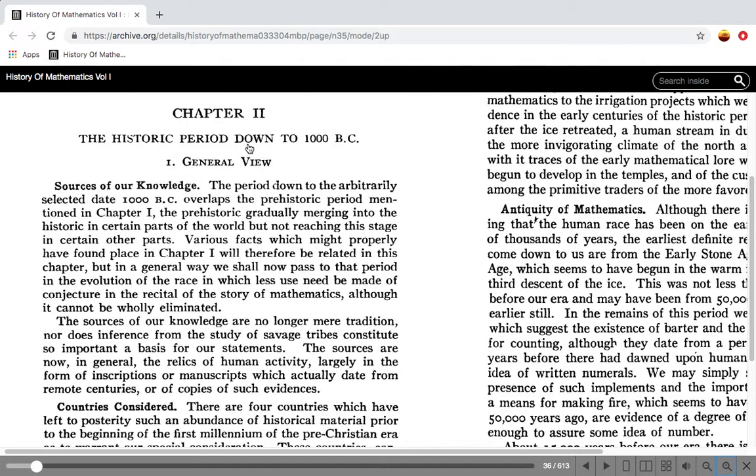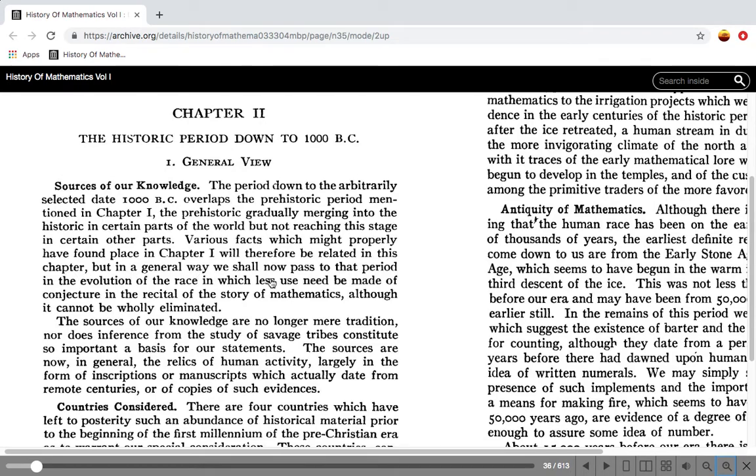The historic period down to 1000 BC. General view. Sources of our knowledge. The period down to the arbitrarily selected date 1000 BC overlaps the prehistoric period mentioned in Chapter 1. The prehistoric gradually merges into the historic in certain parts of the world, but does not reach this stage in other parts. Various facts, which might properly have found place in Chapter 1, will therefore be related in this chapter.